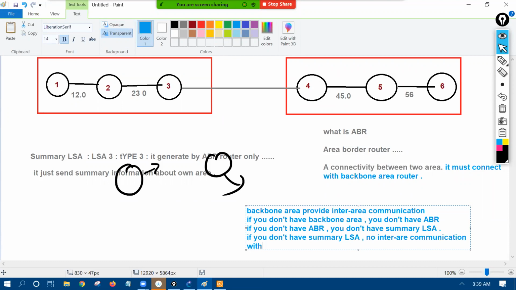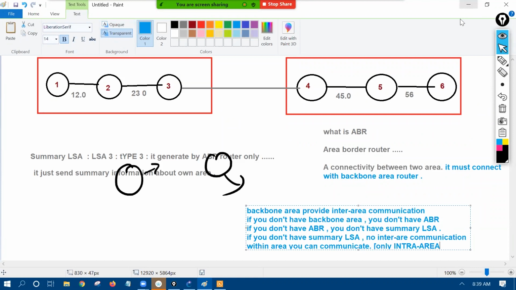Within the area you can communicate, but between the areas you cannot communicate. No inter-area communication, only intra-area. That's the role of the backbone.